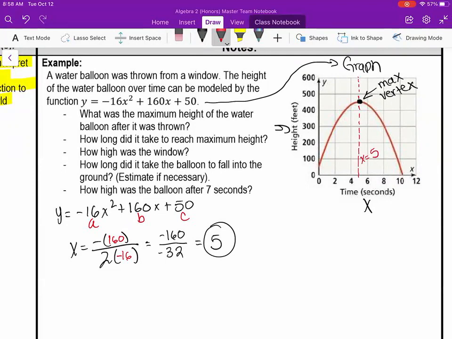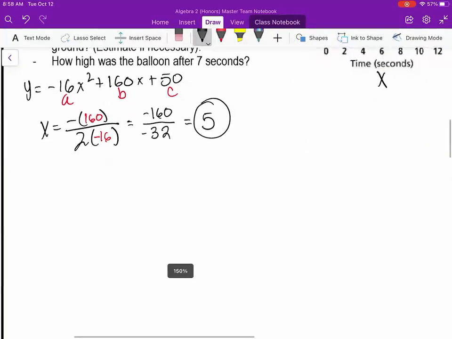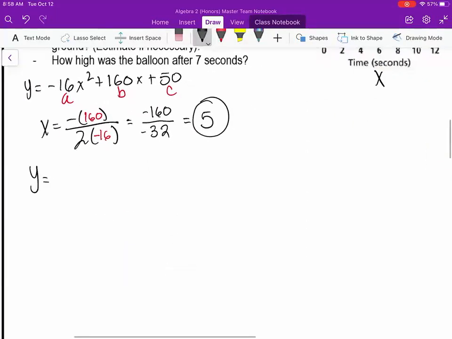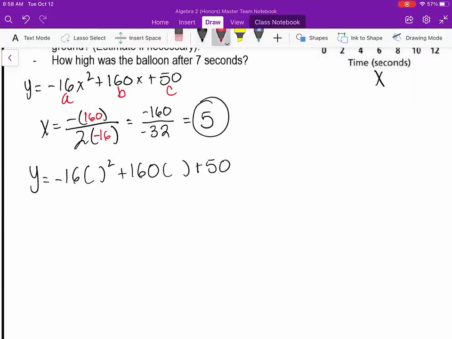Well, that's still not the maximum height. I need the k part of my h, k value, so I need to find my y value. So what I'm going to do is plug that back into my original equation: negative 16x squared plus 160x plus 50. I'm going to plug in my x value, because remember, I want to find my y value. I'm going to take my calculator, because I do not want to complicate myself, and I'm just going to plug that in.